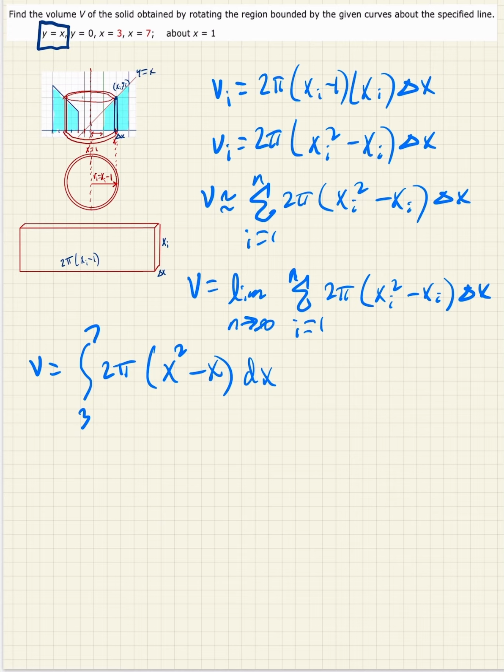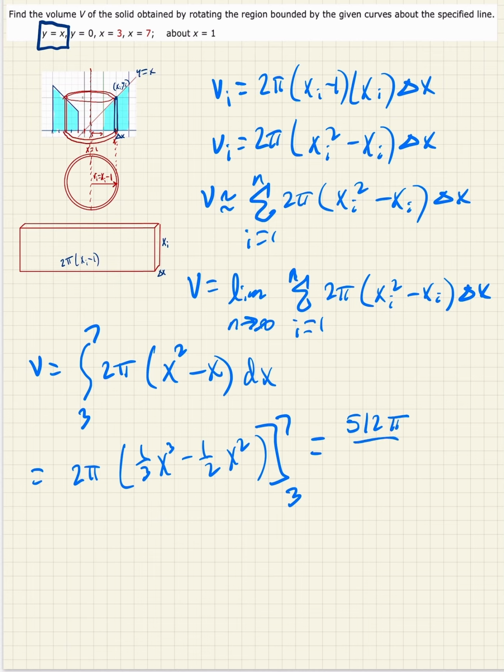And if we evaluate this integral, then we would wind up with that actual volume. So we'd have 2 pi times 1/3 x cubed minus 1/2 x squared evaluated from 3 to 7. And that volume would wind up being 512 pi over 3.